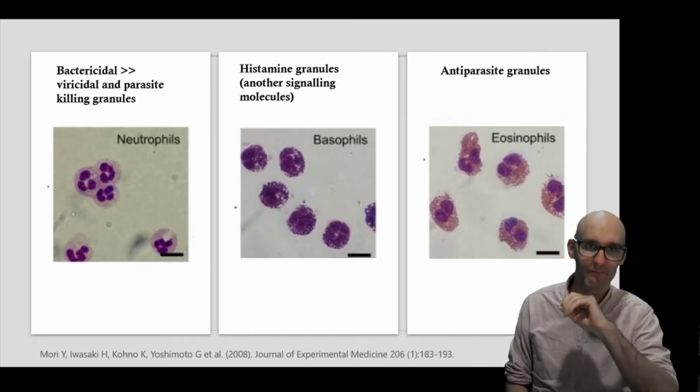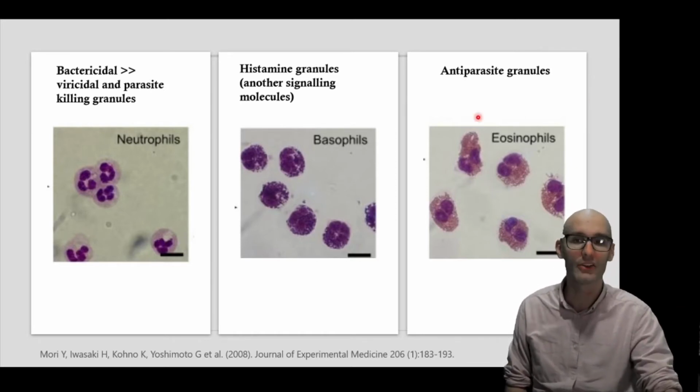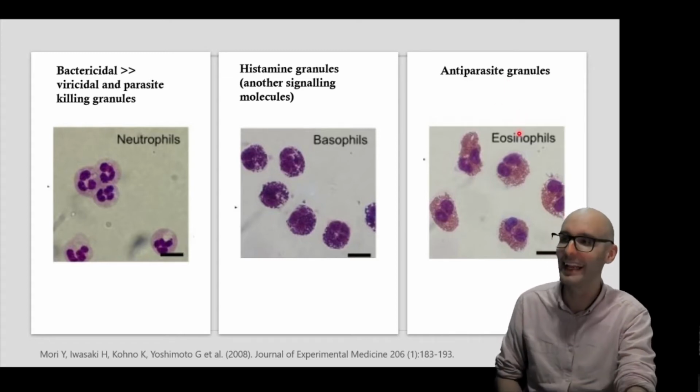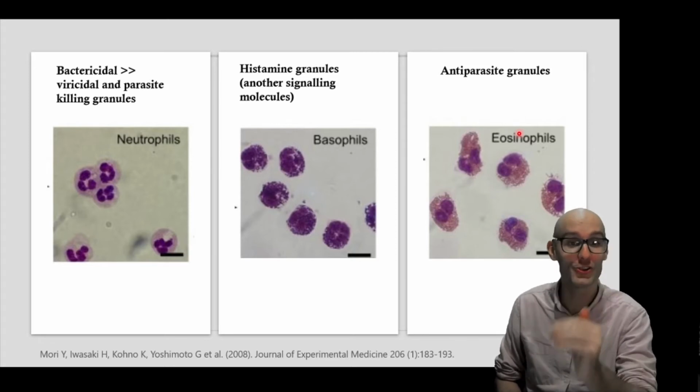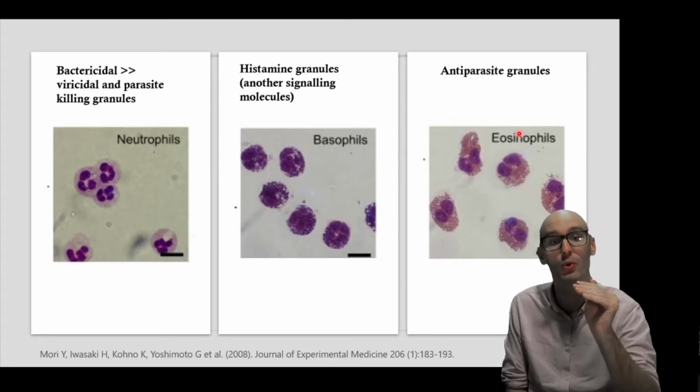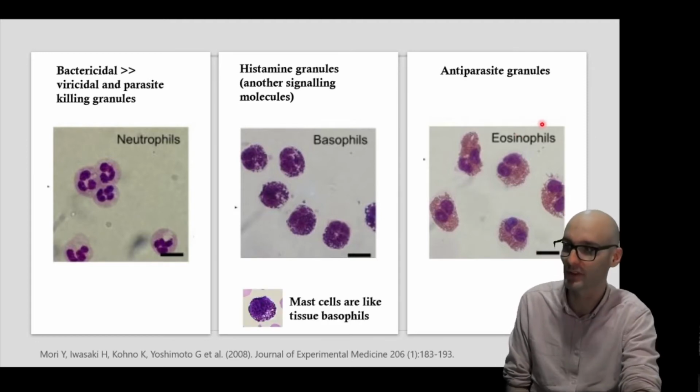So that's a really good clue. There's very convincing evidence about what an eosinophil does, because the granules contain neurotoxins to kill those worms. So obviously they're going to be very important in the Th2 response.